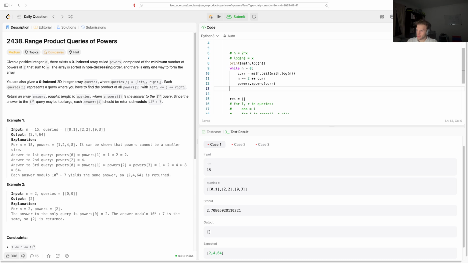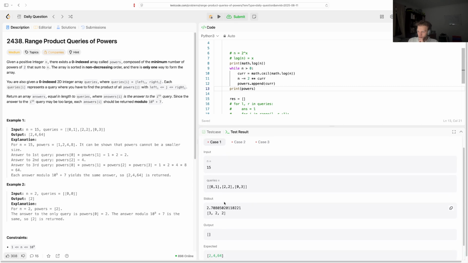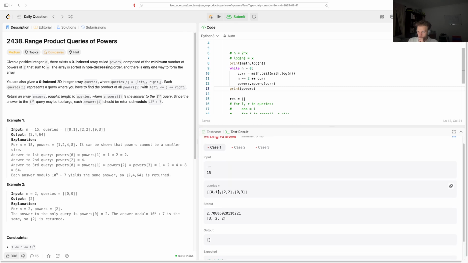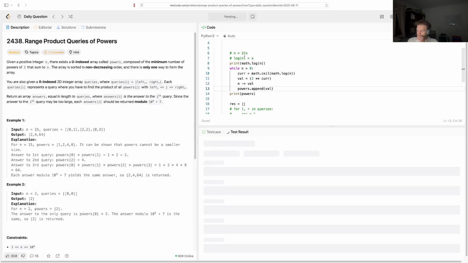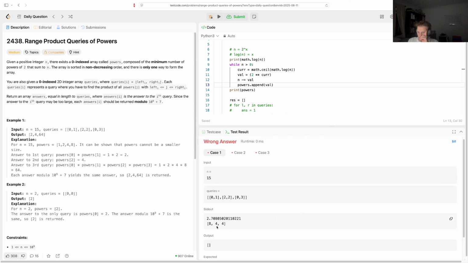I want to print powers. Let's see what we're getting here, see if we're getting the right power. So we should get 1, 2, 4, 8. Oh, we forgot to do this. Okay. All right, let's see what we got here. 22 minutes, that's fine. So we got 8, 4, and then 4.